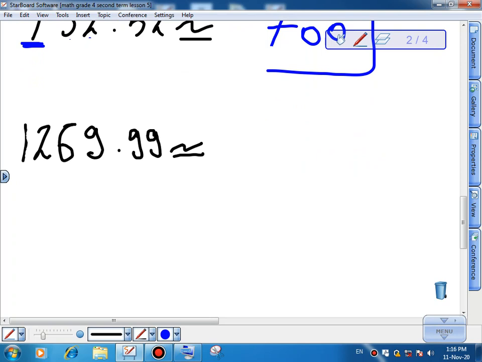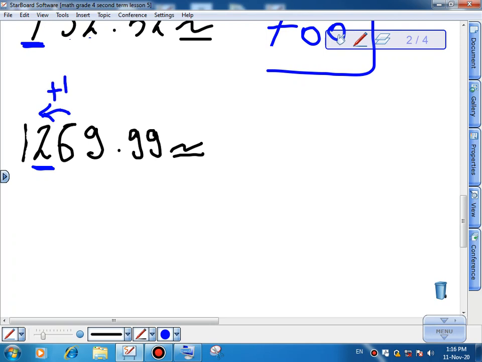1269 and 99 hundredths. Approximate this number to the nearest 100. Units, tens, hundreds: underline the hundreds place, which is the number 2. Before it, the tens place, the number 6. Is 6 a weak or a strong number? 6 is a strong number.